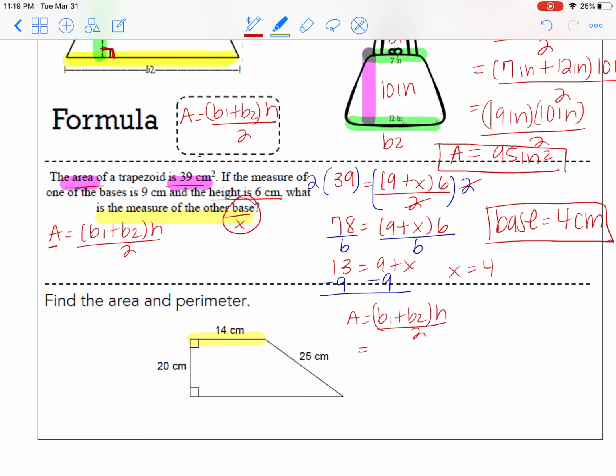Our base 1, we have it already. That's going to be 14. And here, you need to be able to recall that for this particular right trapezoid, you can always split it into two different shapes, a rectangle and a right triangle. In a rectangle, you know that opposite sides will be congruent. So this side right here will be 14 centimeters. And since this left side of the rectangle is 20, then the right side will be 20 centimeters as well.